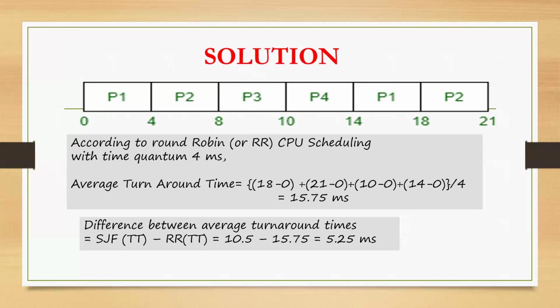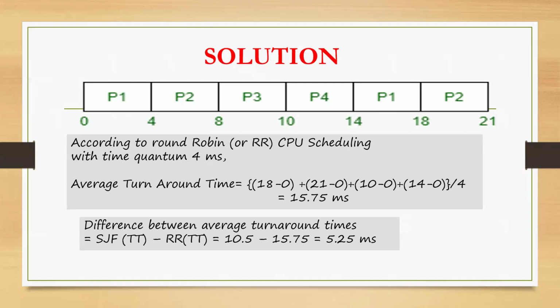So according to round robin CPU scheduling with time quantum 4 milliseconds, we have to calculate the average turnaround time. For P1, it ended at 18, so 18 minus 0. P2 ended at 21, so 21 minus 0. P3 ended at 10, so 10 minus 0. And P4 ended at 14, so 14 minus 0. The overall time divided by the number of processes, 4, is 15.75 milliseconds.